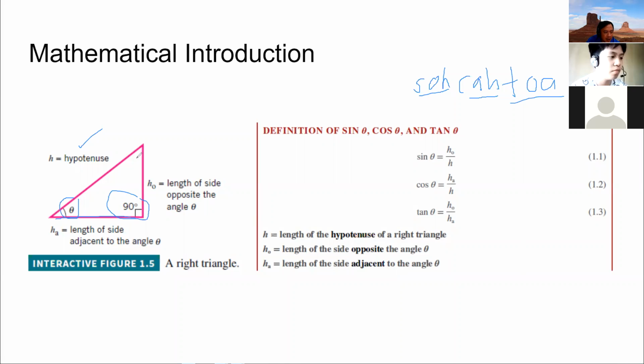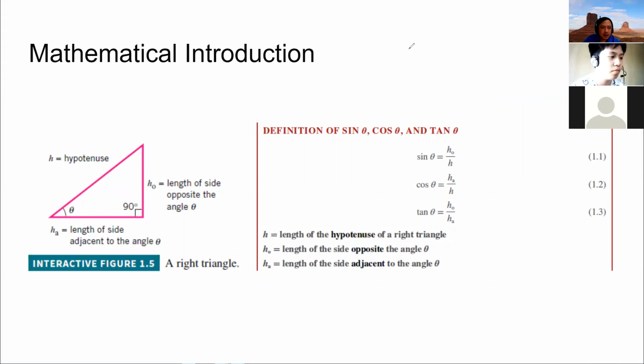But if you define another angle here, let's say alpha, then the opposite and the adjacent will be different. So it depends on what angle you are particular or you refer to. Okay, so that's an intro to trigonometry. These are the three trigonometric functions that we commonly use in vectors.